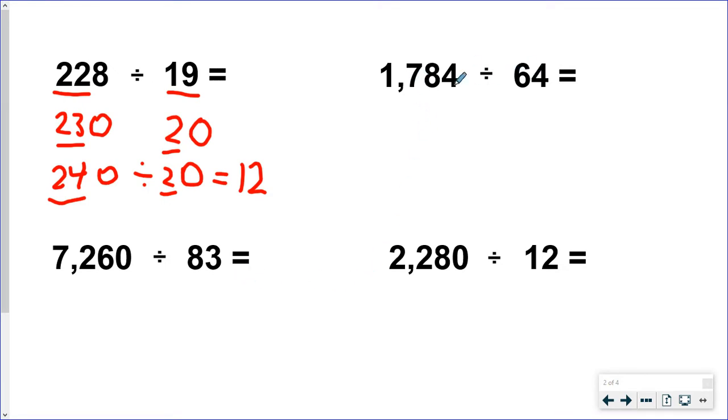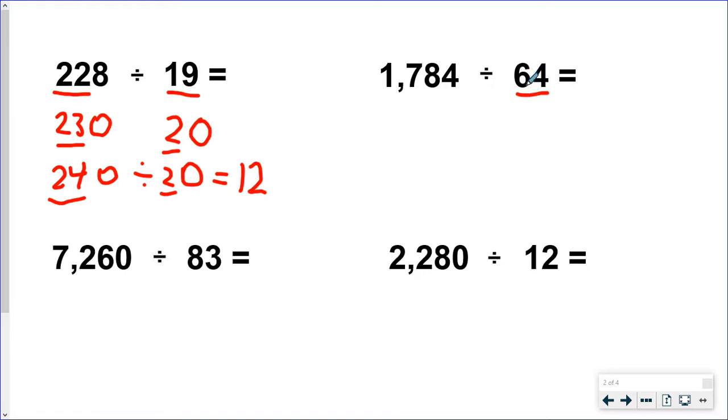Okay, so for example, let's come over to this problem over here. We have 1,784, and I want to divide that by 64. Now remember, the first thing I want to do is round this divisor. I'm not going to round this number quite yet, okay? Because I want to round this number first. I think the divisor is the most important part.